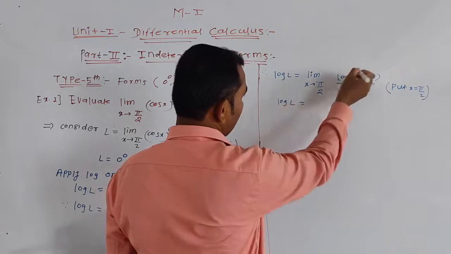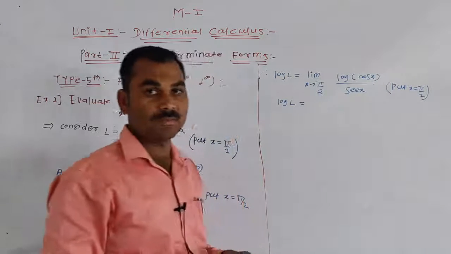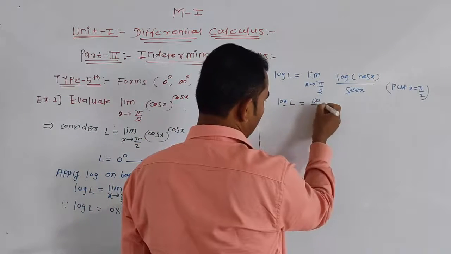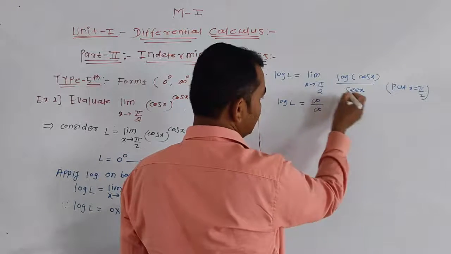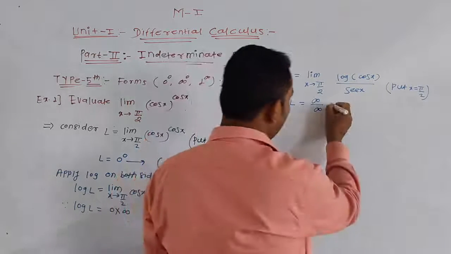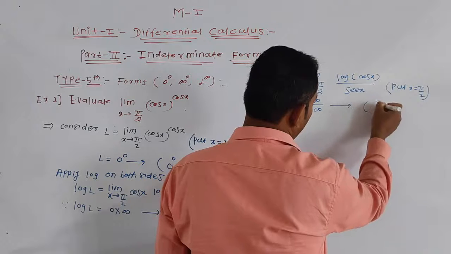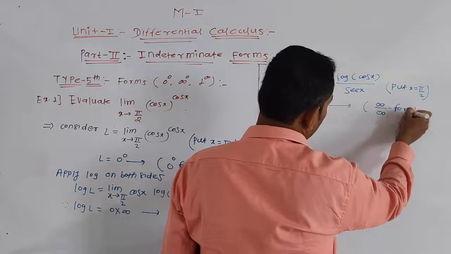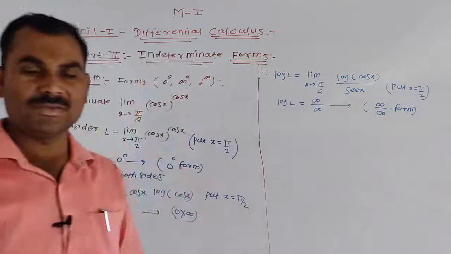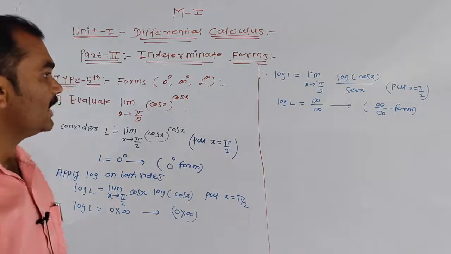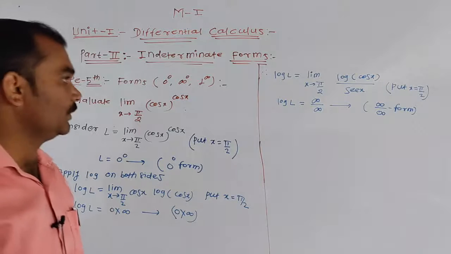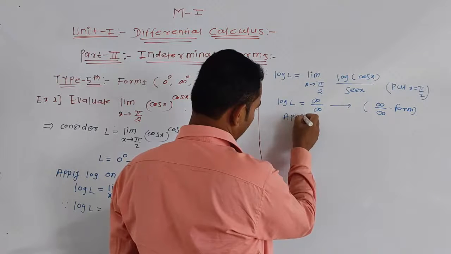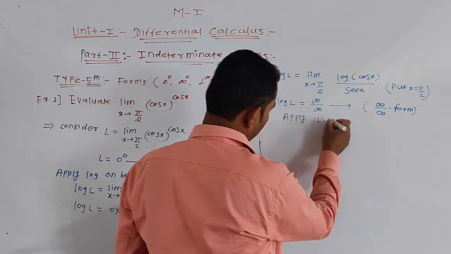log of L is equal to, here log of cos pi by 2 is log of 0, which is infinity, and divided by sec, which is also infinity, since sec pi by 2 is infinity. We get the infinity by infinity form. Then what is your next target? Next target is to apply L'Hopital to both sides. Apply L'Hopital.